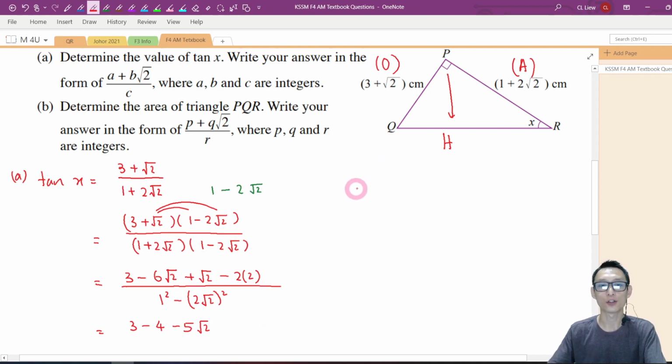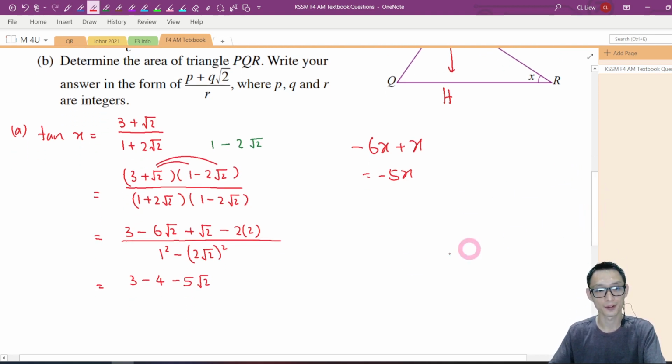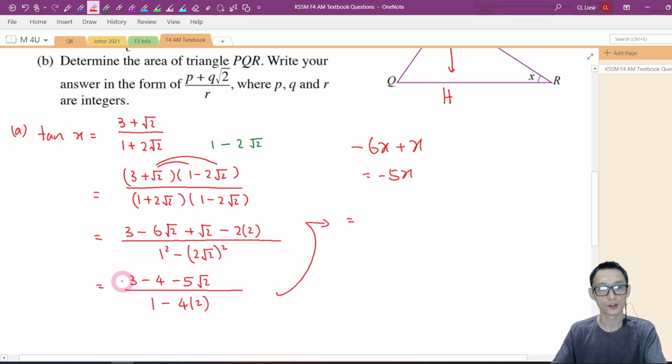Why? You can think this way. Just assume that the square root of 2 is equal to x. Negative 6x plus x is equal to negative 5x, right? So same thing applies here. So this will give us 1. This will give us 2 squared, you get 4. And square root of 2 squared, you will get 2. Right? Okay. So 3 minus 4, you get negative 1. So negative 5 times square root of 2.